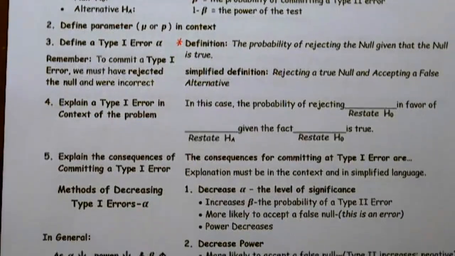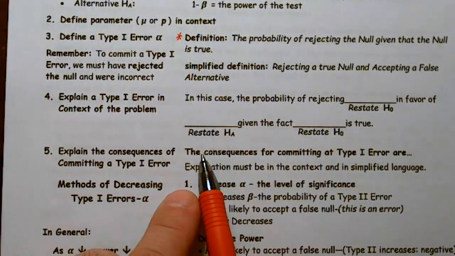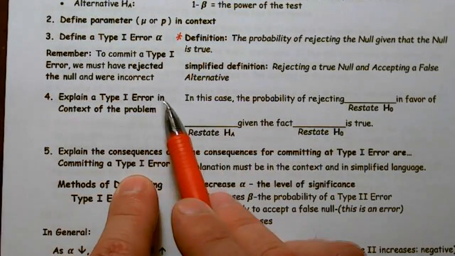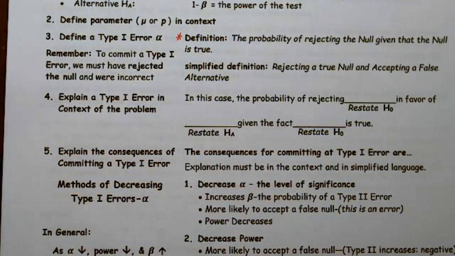Then the very next thing you have to do, so this gives it in context, is explain the consequences. So here, this is in context. Now the consequence, and you're going to have to tie that to the actual problem. Make it in simplified language, not statistical terms. Make this easy for someone to understand.